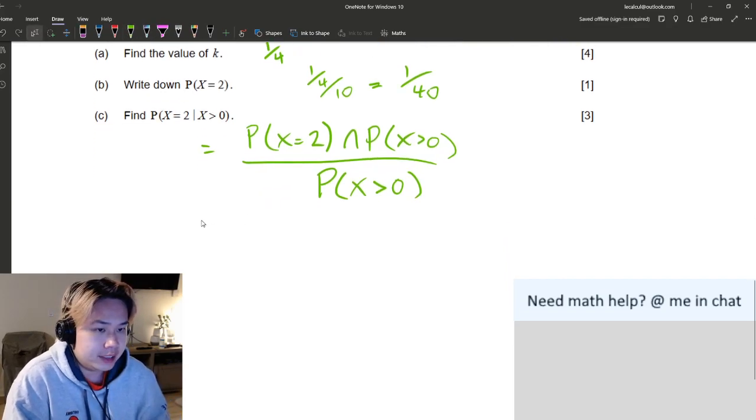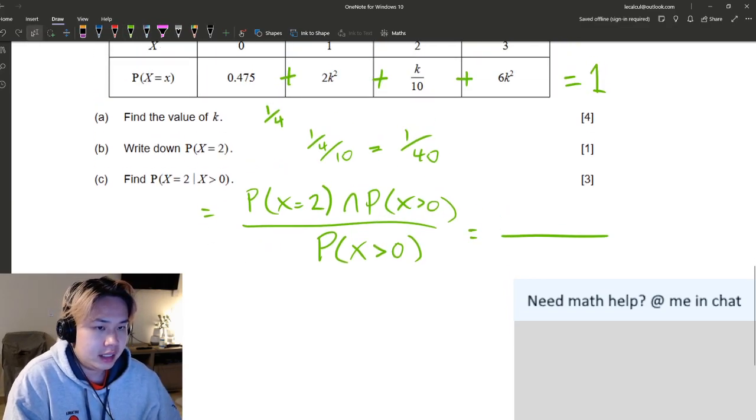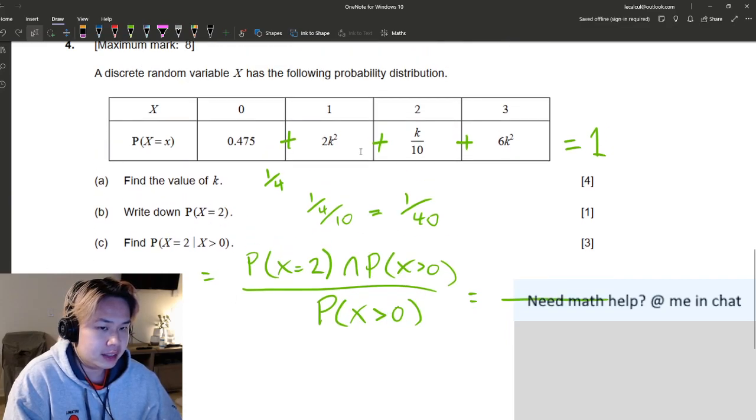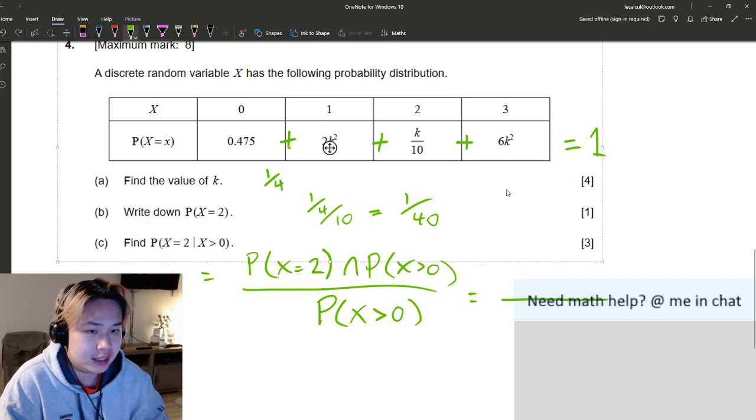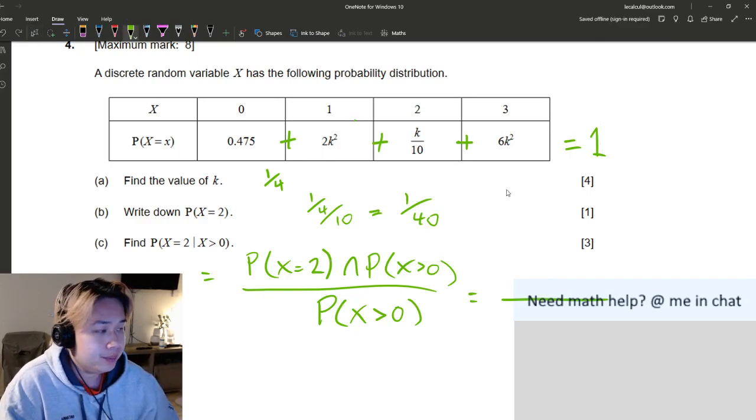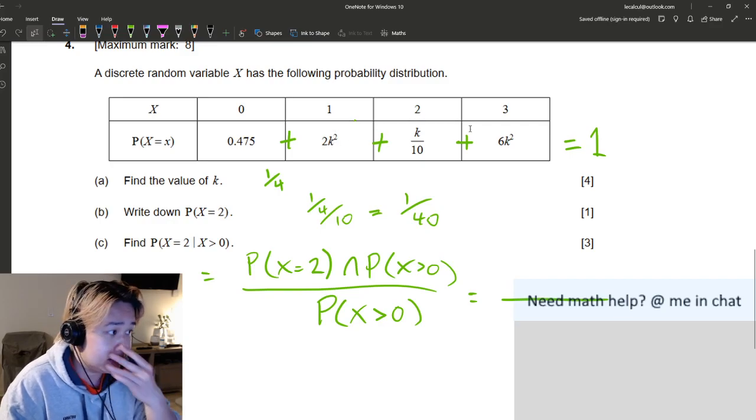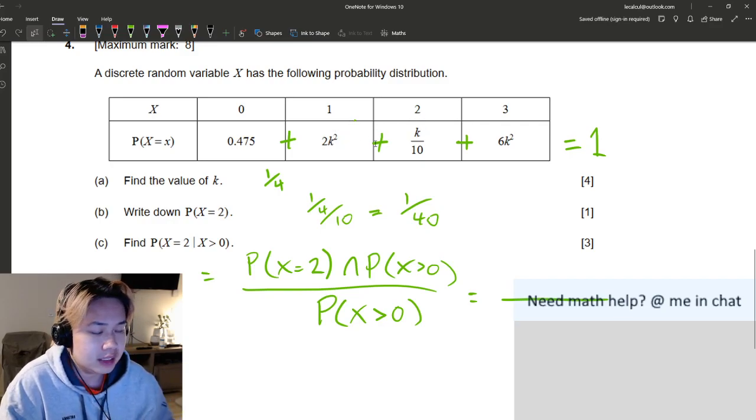Okay, and then for each of these, the probability that it's greater than 0 would be these three probabilities. I guess I should calculate what they are. So if k is 1 over 4, then k squared is 1 over 16. And then if you times that by 2, that's 1 over 8. This was 1 out of 40. And then this is, again, 1 out of 16 times 6. So 3 out of 8.